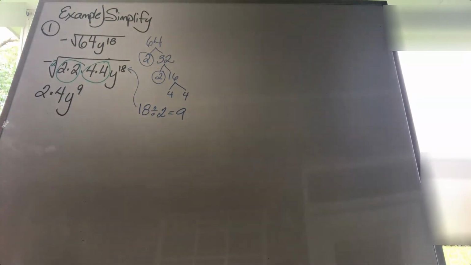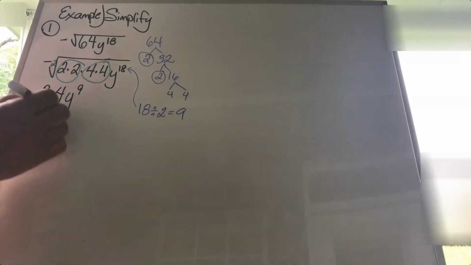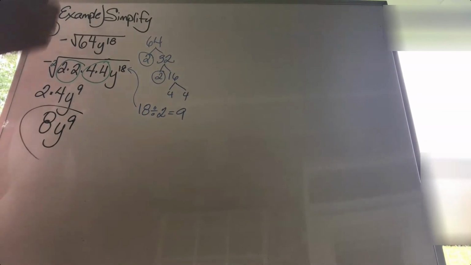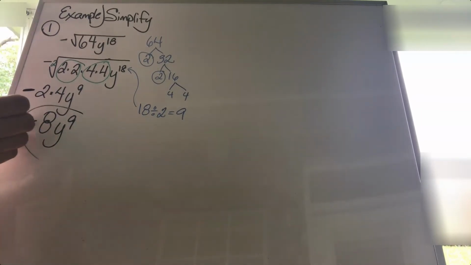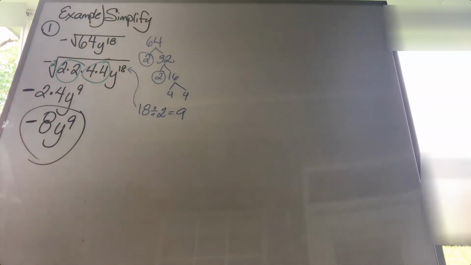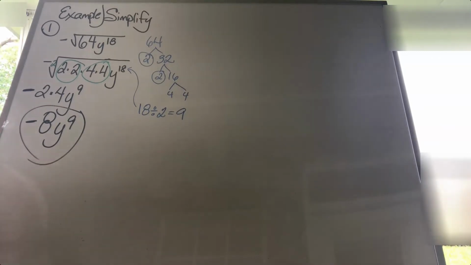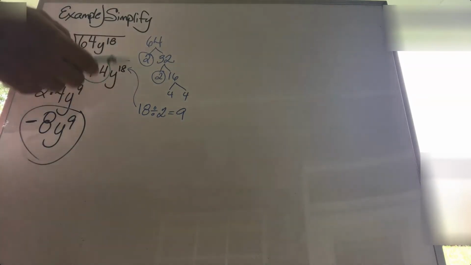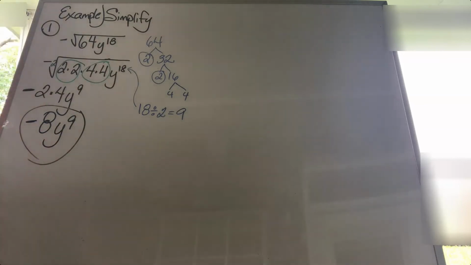So now I have 2 times 4 is 8. 8y to the 9th. Oops. I forgot to carry down my negative. Negative 8y to the 9th. Now if I recognize that 64 is 8 times 8, then I'm here a whole lot faster. Okay. Doesn't mean anything if I have to take a few extra steps, because I just need to make certain I can find out the numbers.